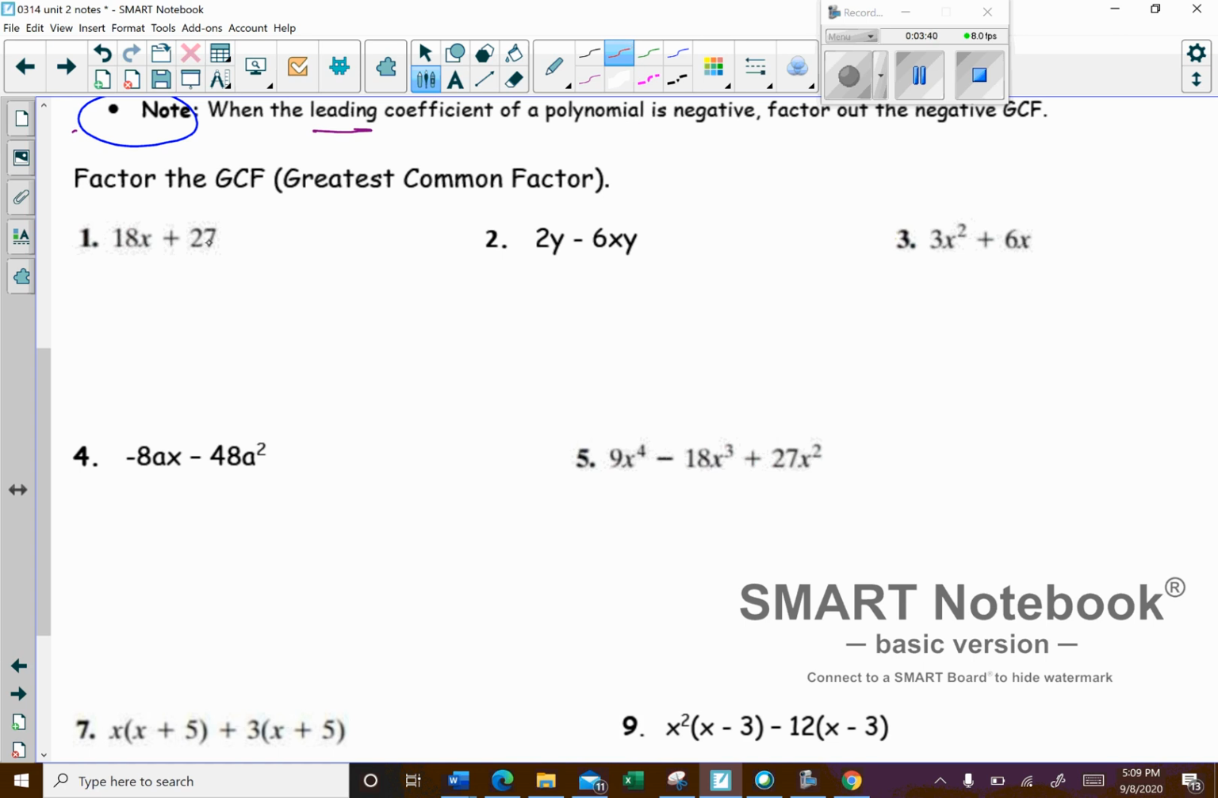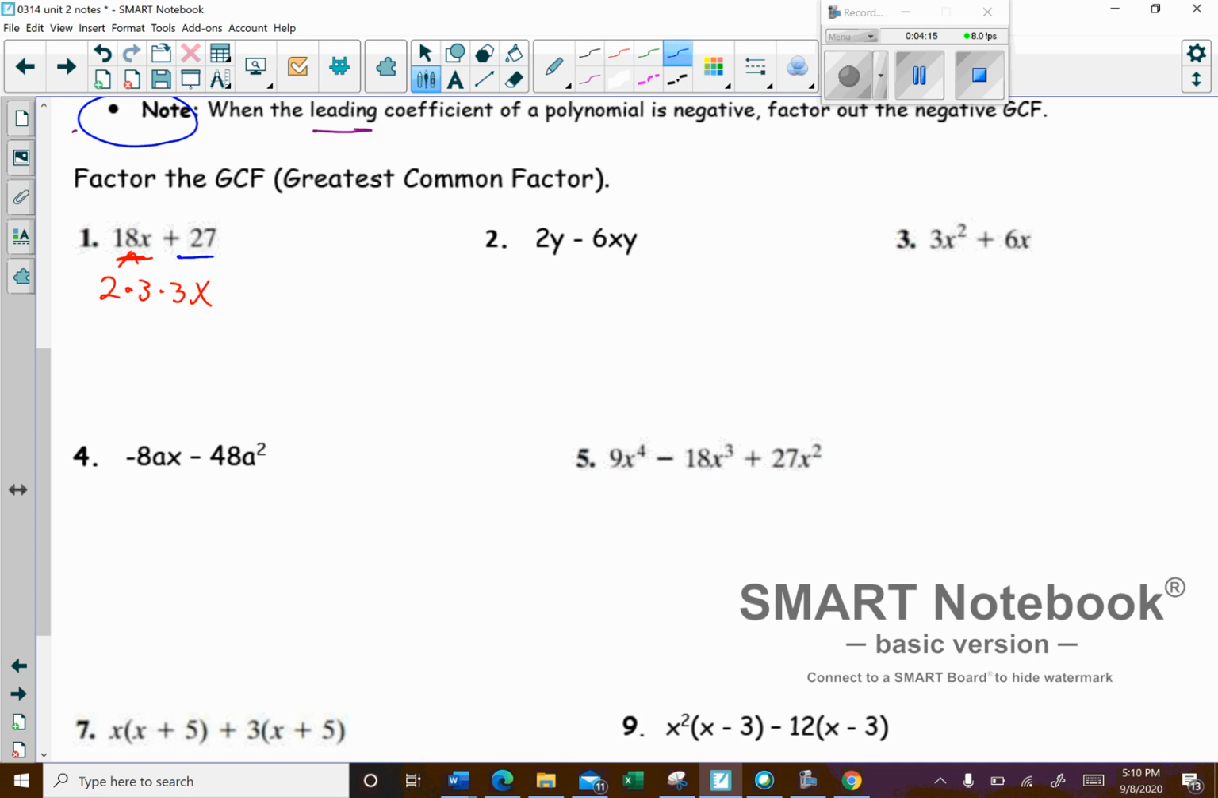We have 18x plus 27. You're trying to figure out the greatest common factor. If you want to break this down in detail, you break the numbers up into primes. 18 can break up into 2 times 9, but then the 9 can break up into 3 times 3. So I broke the 18x into 2 times 3 times 3 times x. If you multiply that together, it goes right back to 18.